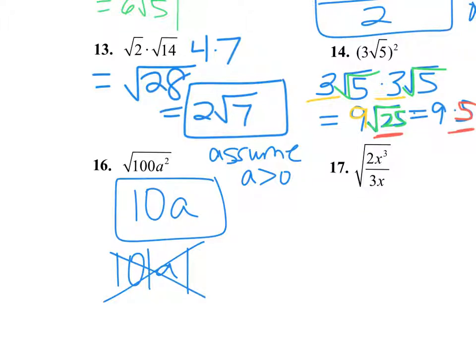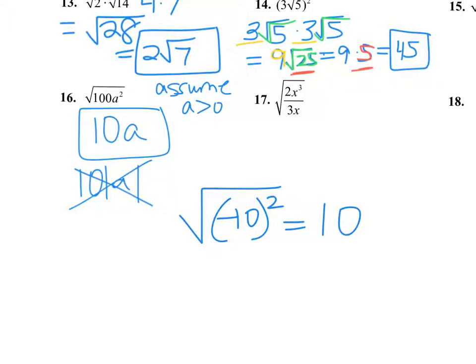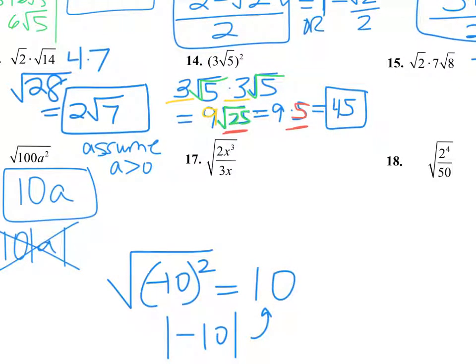I wanted to write 10 absolute value of a. It's true. Because, look, what if this was negative 10 squared? And the answer to that is not a, because a is negative 10. It's the absolute value of negative 10, which is 10. Bobby's right, you guys. Okay. Bobby, you're wrong. Nope.